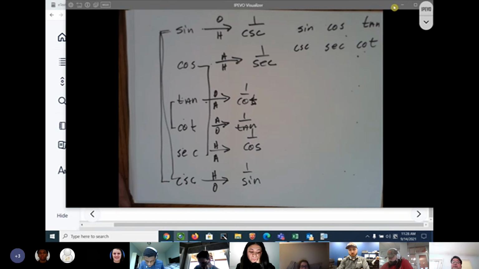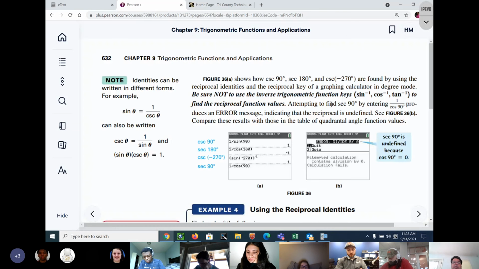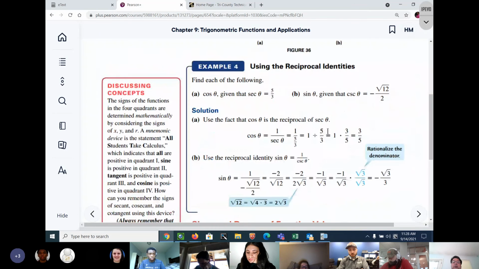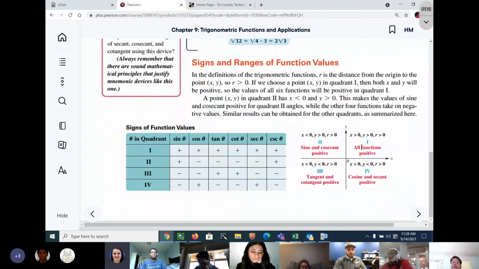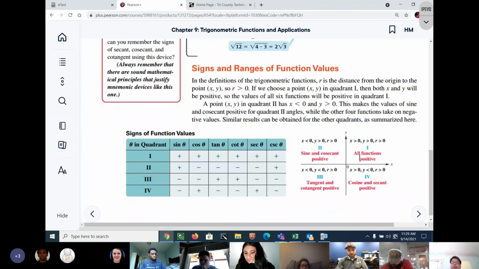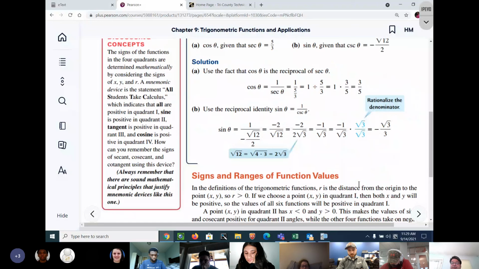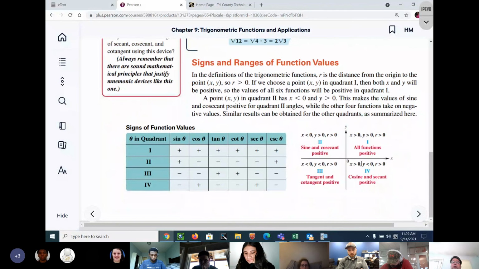So that's your first set of identities that you need to learn. Your second set of identities is the Pythagorean identities. And where are they? There's all students take calculus. So if you want to remember all students take calculus, there it is. Of course, they don't put that because that's not sophisticated enough. So they do all sine and cosecant, tangent and cotangent, cosine, and secant.